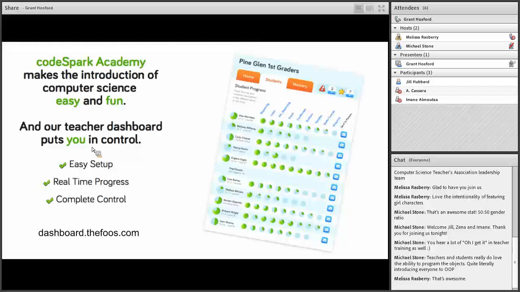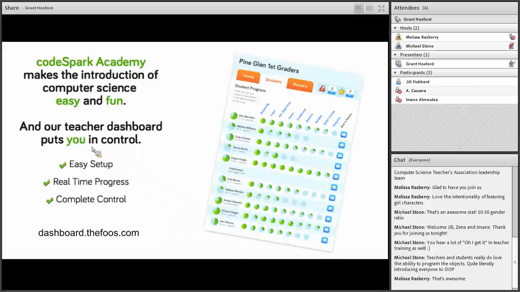I'm going to go through this next part kind of quickly, but we've built a teacher dashboard to let teachers track individual student progress if they want. Now, just to be clear, if you want to use CodeSpark Academy casually, you can just set up one profile and not worry about tracking progress. But if you'd like to track progress individually, it's very easy to do. You just put in a name, or you can import through a CSV file, or whatever the easiest way to get the class data in for you is.